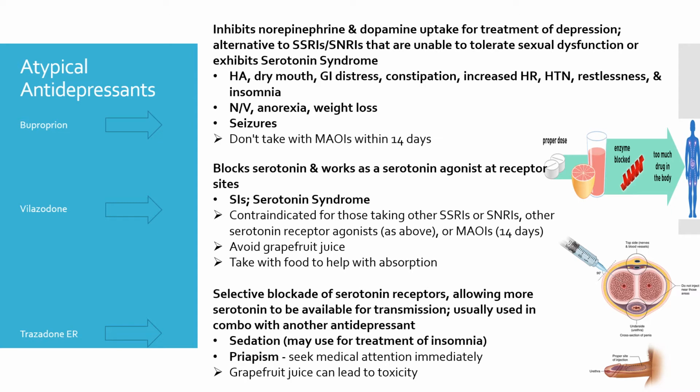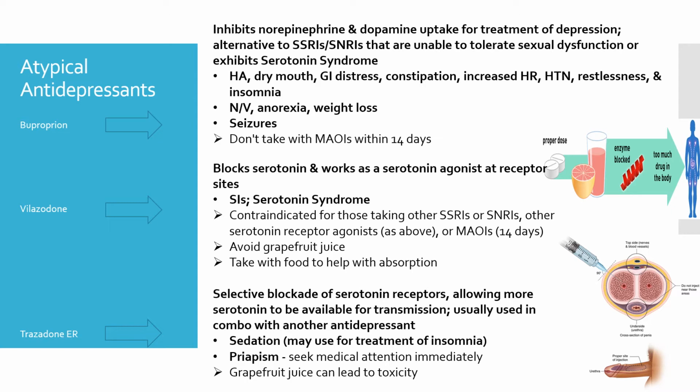Also avoid other serotonin receptor agonists, or MAOIs within 2 weeks. Avoid grapefruit juice, of course. Usually grapefruit juice blocks that enzyme, and therefore there's too much medication in the body, so it's like an overdose if they take grapefruit juice. Make sure that they're taking it with food in order to help with absorption in this case as well.